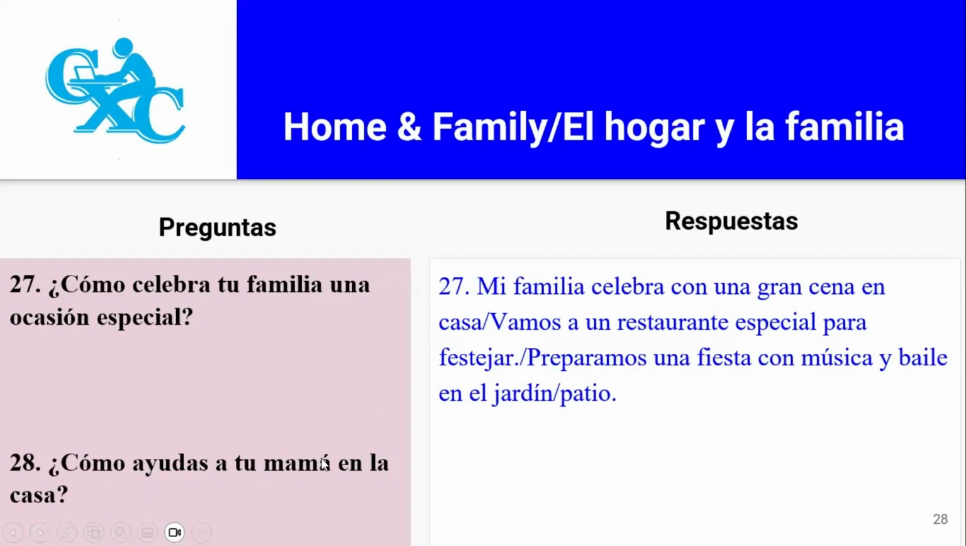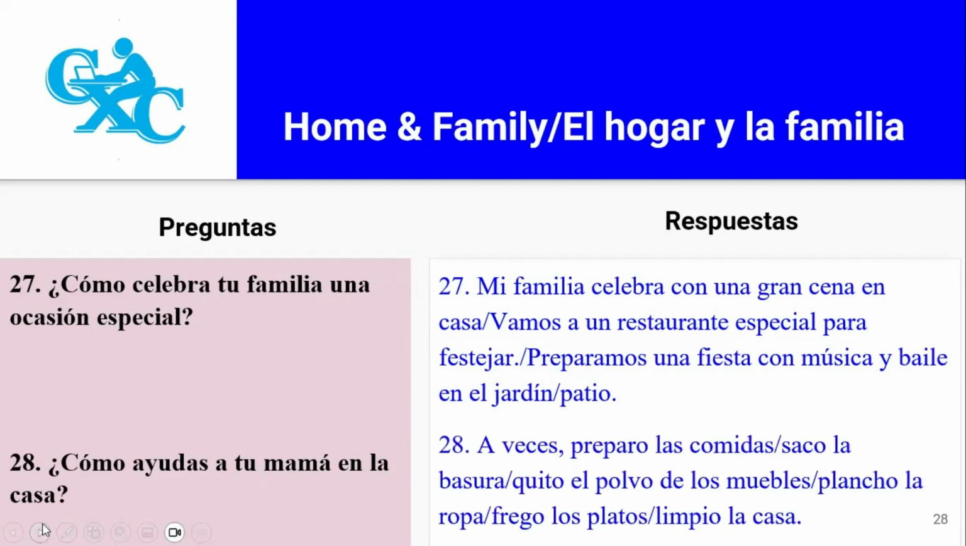¿Cómo ayudas a tu mamá en la casa? So possible ways of responding to this. A veces, preparo las comidas, saco la basura, quito el polvo de los muebles, plancho la ropa, frego o lavo los platos, limpio la casa. All right? So sometimes o algunas veces, preparo las comidas, saco la basura, quito el polvo de los muebles. So I dust the furniture, plancho la ropa, iron the clothes o lavo la ropa, frego, lavo los platos, limpio la casa. Vamos a continuar.